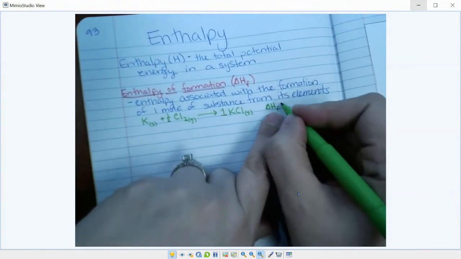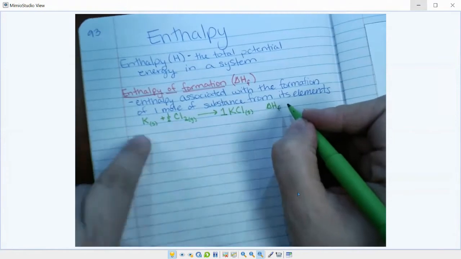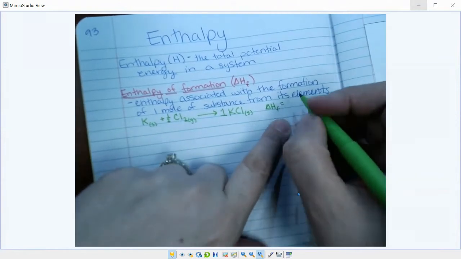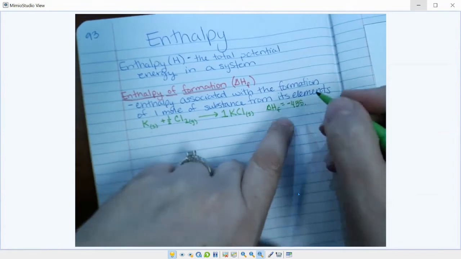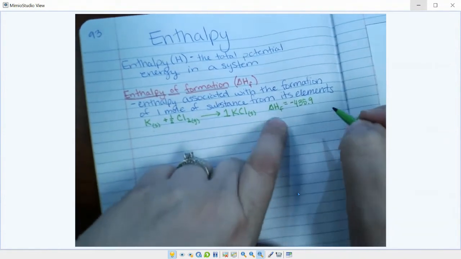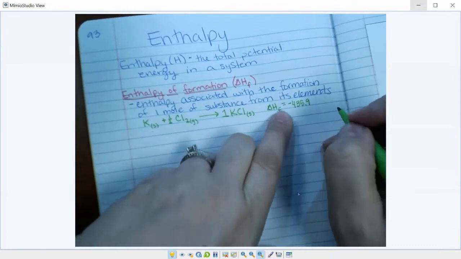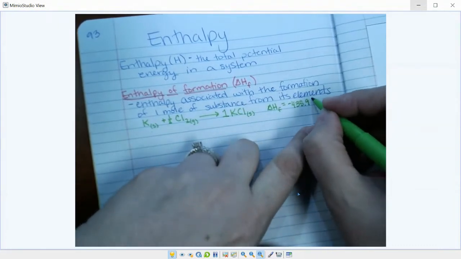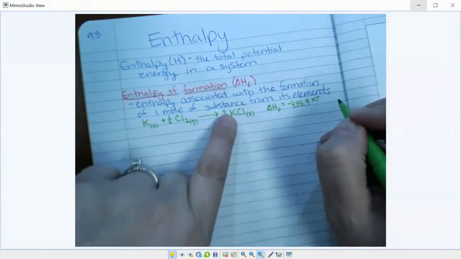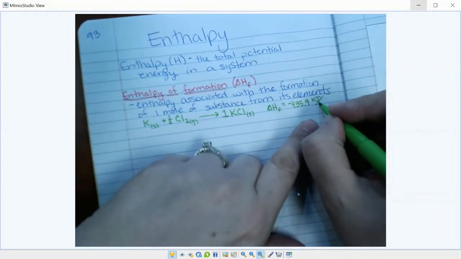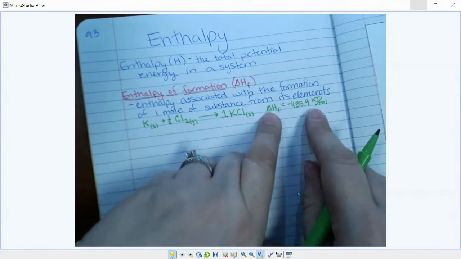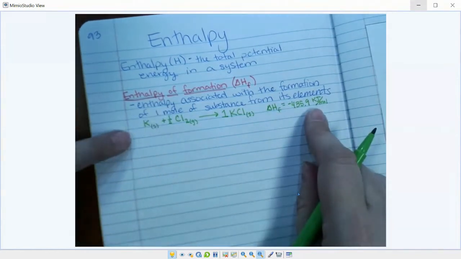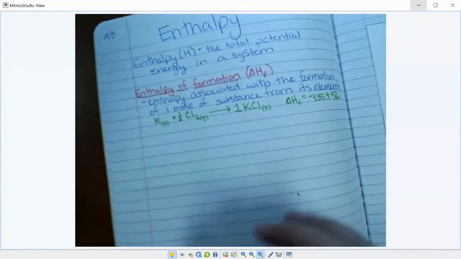So the enthalpy of formation for this specific process is negative 435.9. And the unit of enthalpy, it is a form of energy, but we typically report this in kilojoules. And since it was for 1 mole, we just say kilojoules per mole. So that is the enthalpy of formation of 1 mole of KCl.